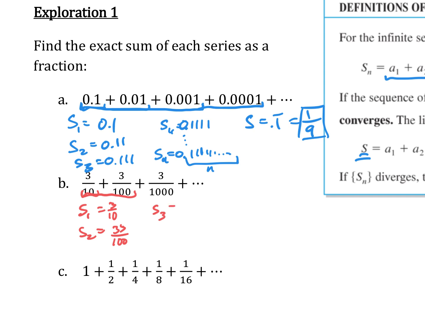S sub 3 is going to be, turn them all to thousandths. Multiply this by 10, multiply this by 100. You'll have 333 thousandths. And do you see a pattern?